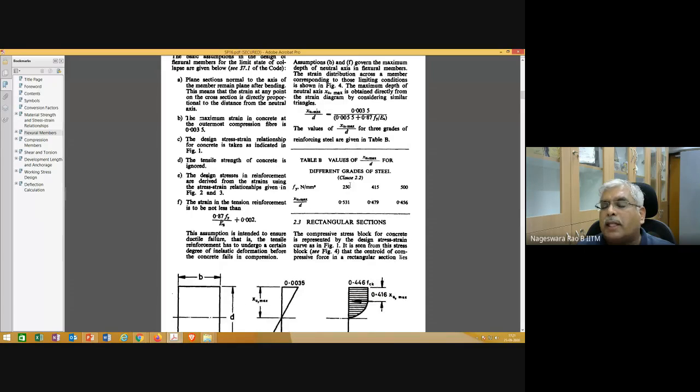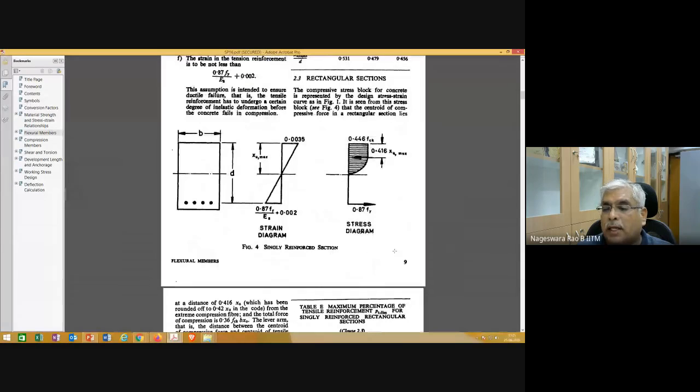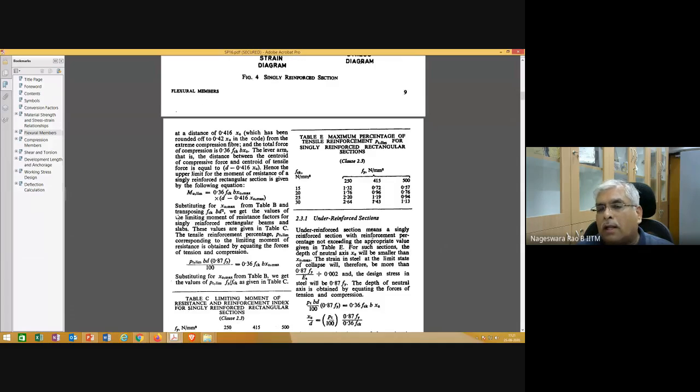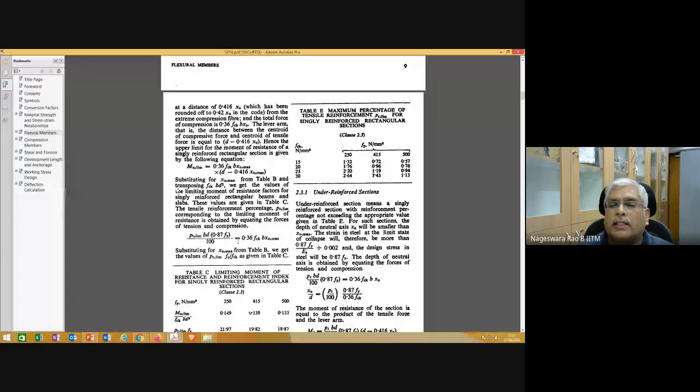So Table B is giving you Xu max divided by D for different types of steels in SP16, page number 9, or you can go to the section under flexural members. It's not just this page that we are going to use. We are going to use several tables and charts; at least when we are discussing flexure, we'll see the corresponding tables and charts.